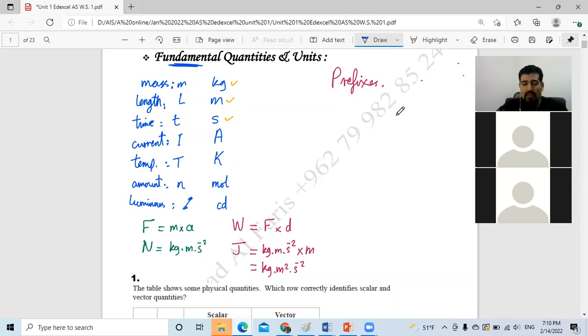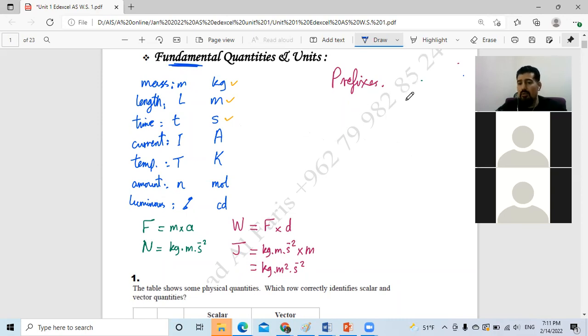So what's the meaning of kilo? Megawatt, mega ampere. What's the meaning of mega? Milligram, millimeter, millisecond. What's the meaning of milli? All these are prefixes, and we have many prefixes. We have to know them, and we have to know how to convert them.